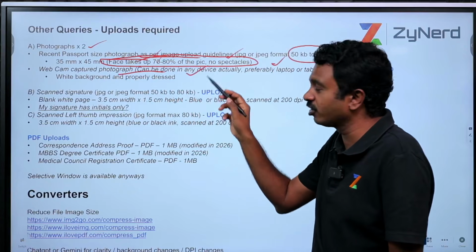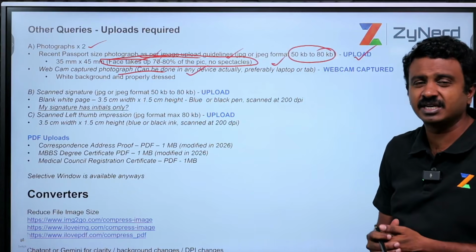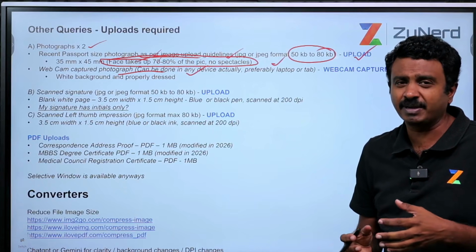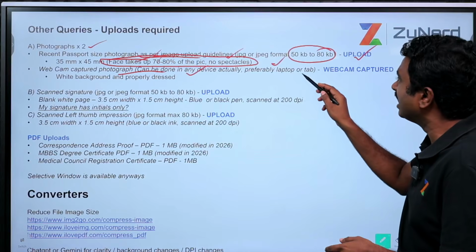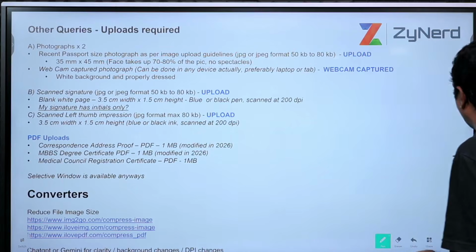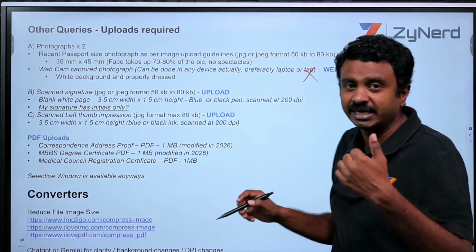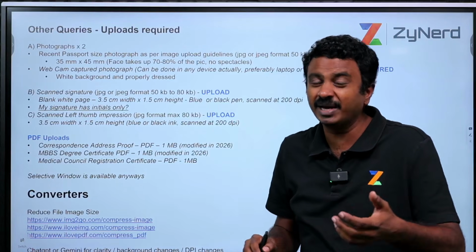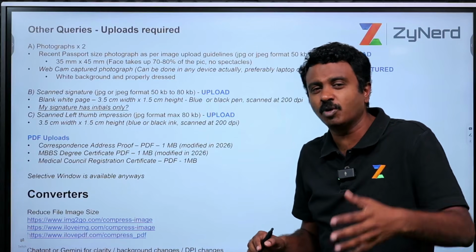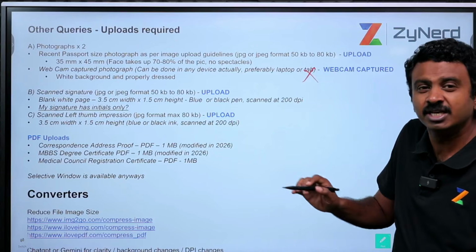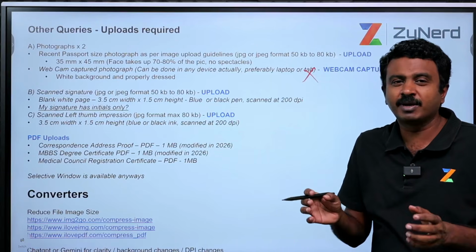Webcam captured photograph. Some candidates have been facing issues saying that the webcam captured photograph is not right. Preferably use a laptop or a tab. Mobile, it is not working. Sorry that in our demo we mentioned that you can do it through a mobile. I think this year, or possibly last year, they stopped this mobile thing. So mobile, it is not working. So you'll have to do it in a laptop or browser and a tab.